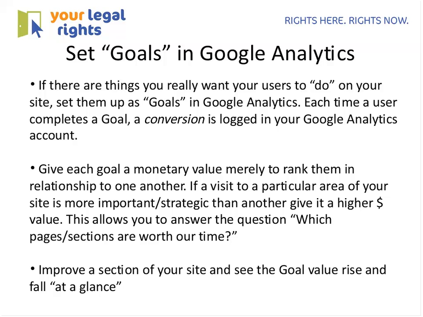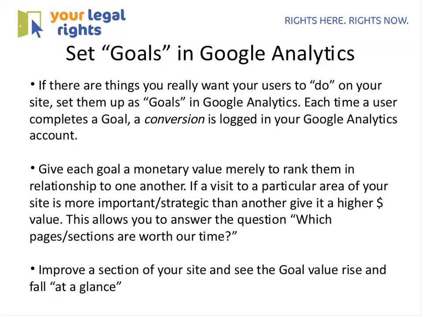So I want people to sign up for my email bulletin. I give that a goal, and I decide that I need to give that an increased goal. Like one of my goals is to get more people signed up, so I'm going to increase that value, and I'm going to do a bunch of changes to my site to make it more obvious where you sign up, and I'm going to watch that go up, hopefully, if I've succeeded.